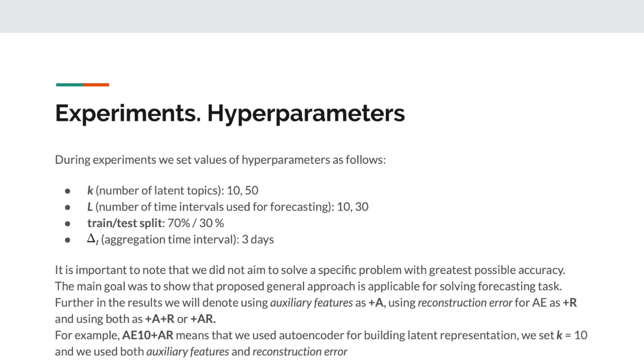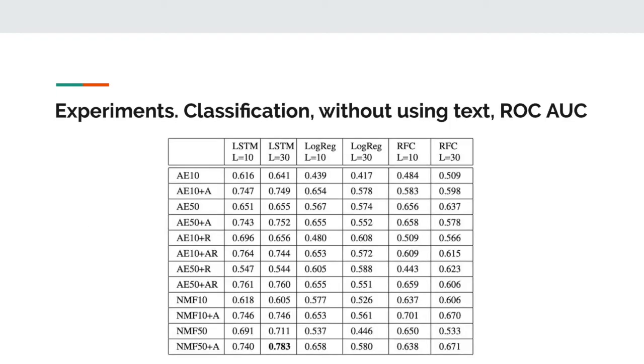So further in the results, we will denote using auxiliary features as +A, reconstruction error for autoencoder as +R, and using both of them as +A+R or +AR. For example, the label AE10 +AR means that we used an autoencoder to build the latent representation, we set K, the number of latent topics, to 10, and we used both auxiliary features and reconstruction error. So let's move on to the results.